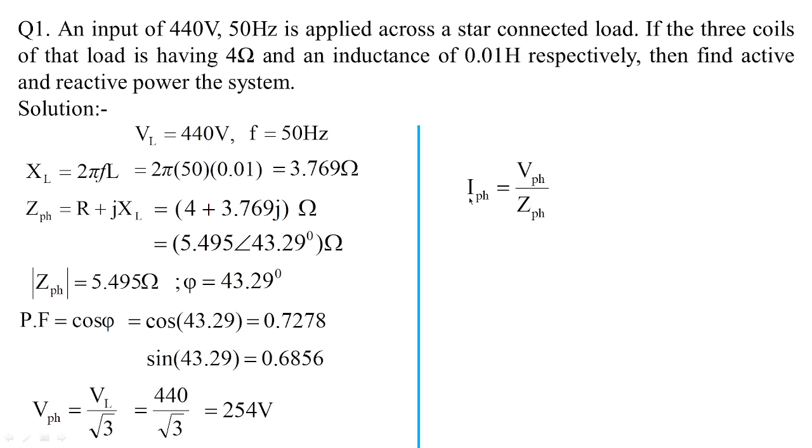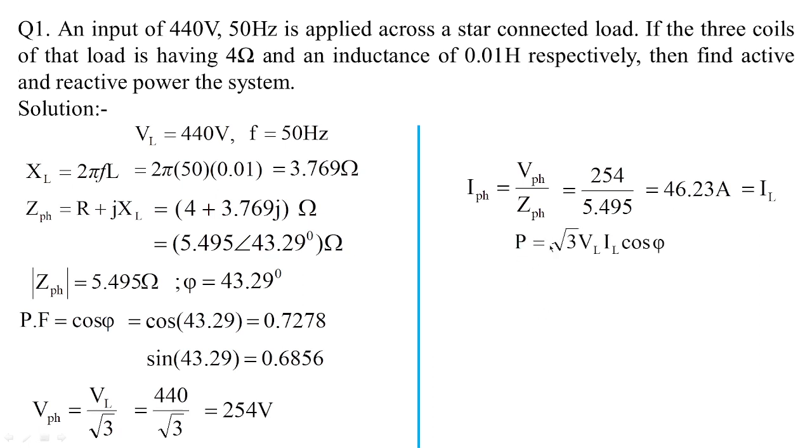Now the phase current, which is nothing but V phase by Z phase. The value of V phase is 254 and Z phase, the magnitude value we got as 5.495. So we are going to get the value of phase current as 46.23 amperes. In fact, in star network, the phase current and the line current are one and the same.